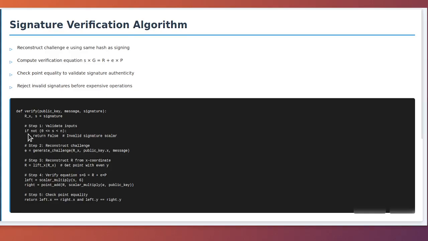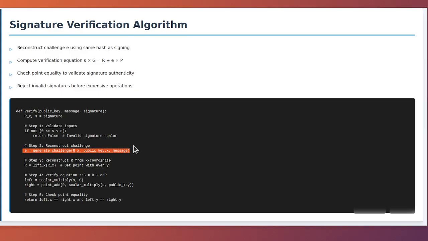Step 2 is to reconstruct the nonce point R from its x-coordinate Rx. Since we know from the BIP 340 convention that R must have an even y-coordinate, we can compute the y-coordinate from the curve equation and take the even solution. Specifically, we compute y squared equals x cubed plus 7, take the modular square root, and choose the even root.